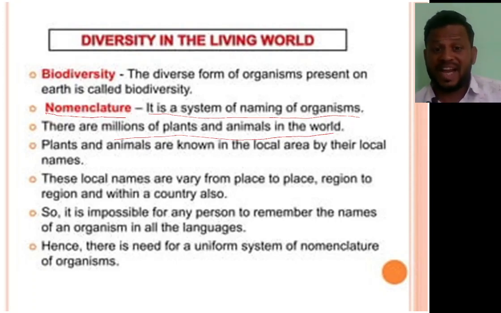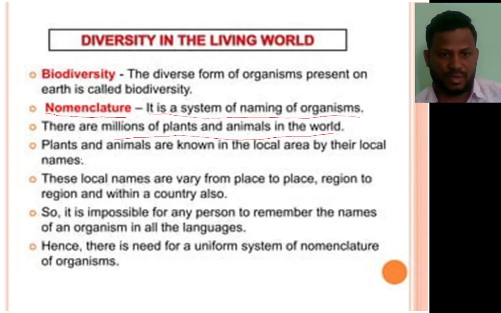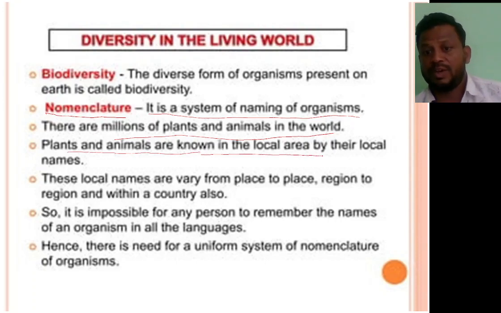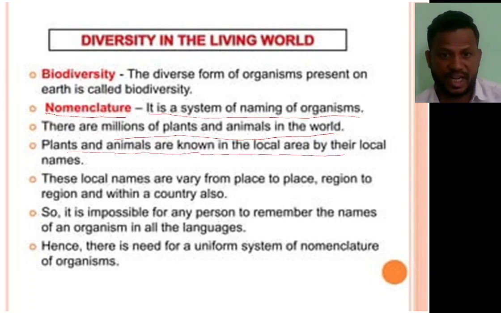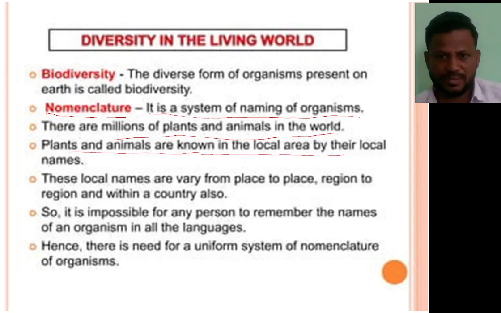Plants and animals are known in the local area by their local names. In Karnataka, we call different plants and animals by different names. It is not similar in other states, where they call them by different names. So local names vary from place to place. The same animal is called by different names in some regions, countries or states.